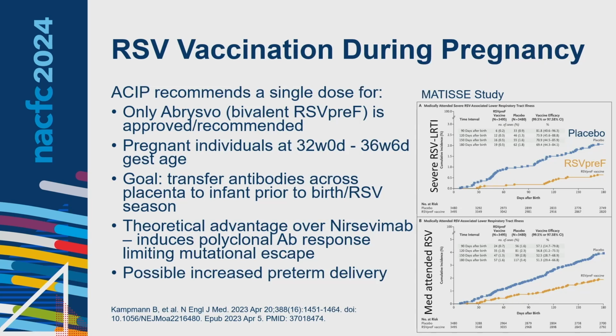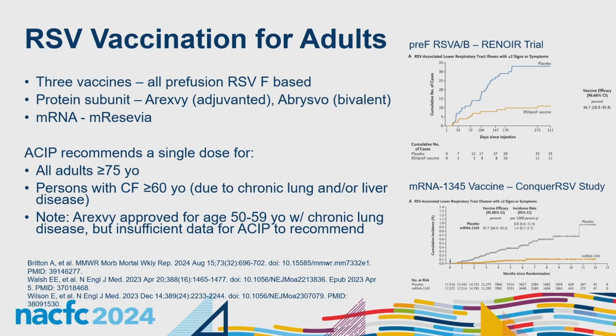There's a theoretical benefit over using a monoclonal antibody in that it produces a polyclonal response, and so there's maybe a lower chance of viral mutational escape. But there was a small signal of possible increased preterm delivery, which is why it was only approved for 32 weeks and later in gestation.